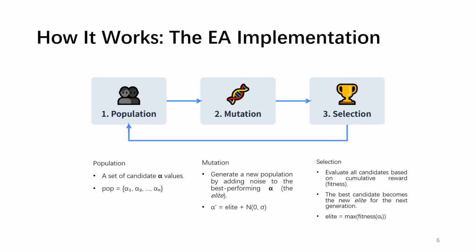Finally, in the selection step, we evaluate all these new candidates by measuring the agent's performance. The candidate that yields the highest cumulative reward becomes the new elite for the next cycle. This loop continues throughout the training.